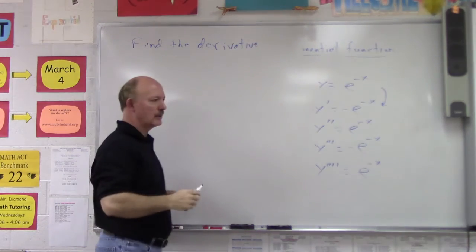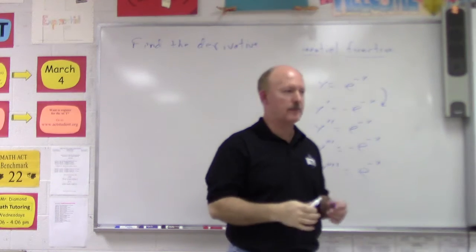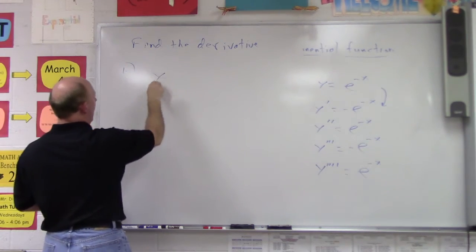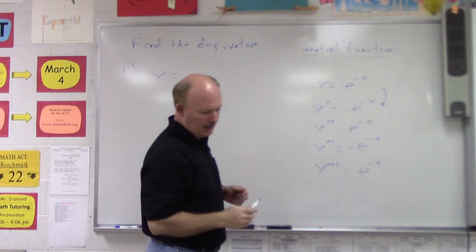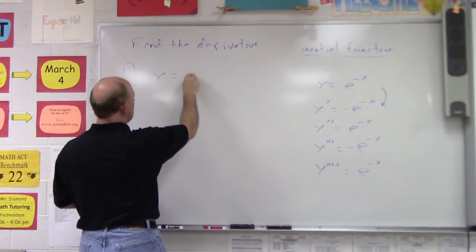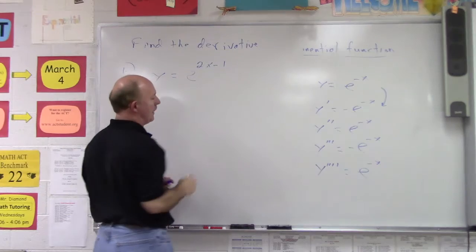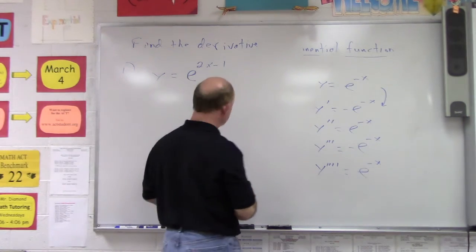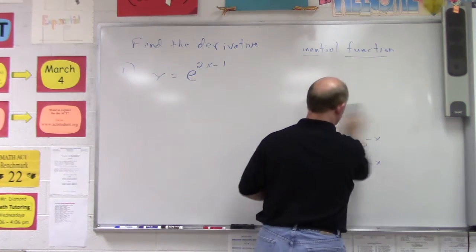All right, now we've got several examples that we're going to look at here. We're going to run through a bunch of them. So let's start off with a real simple one here. Let's take y equals e to the 2x minus 1 power. Okay, this is e here, so e to the 2x minus 1.